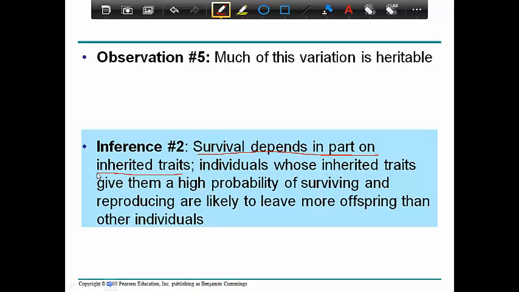In other words, those who get the traits that help them to survive will more than likely be the ones who reproduce and then leave more offspring behind because of that. Okay, so survival and reproduction happen more often in those individuals whose traits allow them to survive. That's our inference.